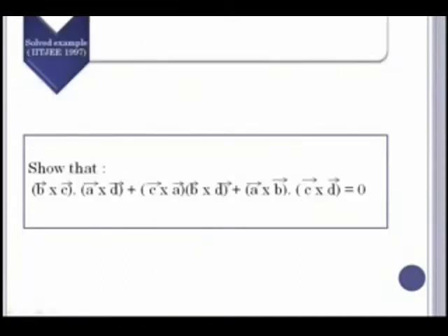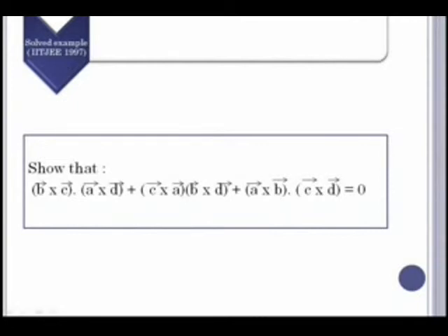Let's try to solve one more example. This problem appeared in IIT JEE 1997 and it says that show that (B cross C) dot (A cross D) plus (C cross A) dot (B cross D) plus (A cross B) dot (C cross D) is equal to 0.